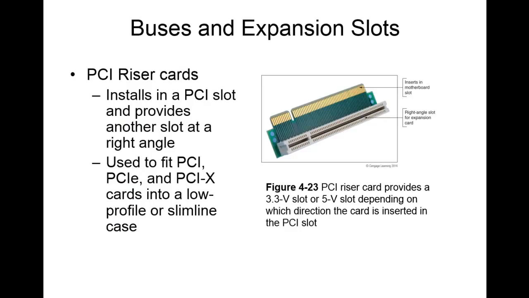So let's say we are installing a micro ATX motherboard into a low profile case, and we just don't have enough room to install a PCI card standing up in an expansion slot. So we use one of these PCI riser cards to help solve this problem. This just installs in a slot and provides another slot at a right angle, or 90-degree angle. So when we install that, the card is then going to sit parallel to the motherboard, hence taking up less space to allow us to use those smaller form factor motherboards.